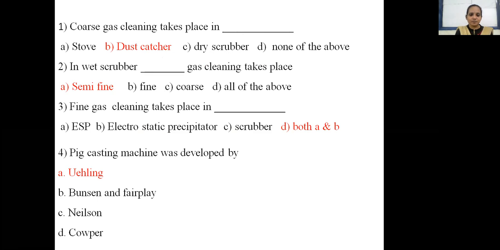In wet scrubber, blank gas cleaning takes place. In wet scrubber, semi-fine gas cleaning takes place. Already coarse cleaning of the gas takes place in the dust catcher. Later, fine particles present in the gas will be collected here in the form of slurry, so that semi-fine cleaning of the gas takes place in the wet scrubber. Here you can see other options. Fine gas cleaning takes place in the ESP. Coarse gas cleaning takes place in the dust catcher.